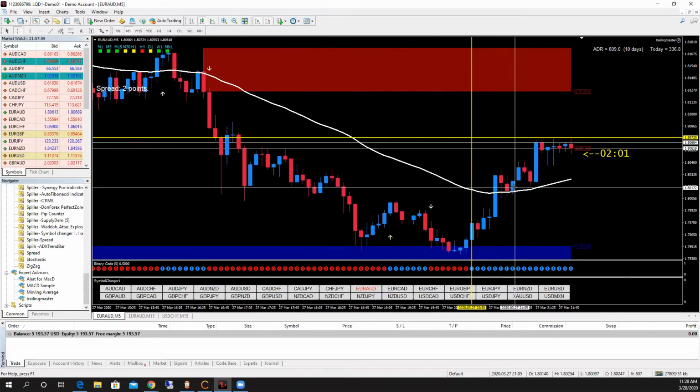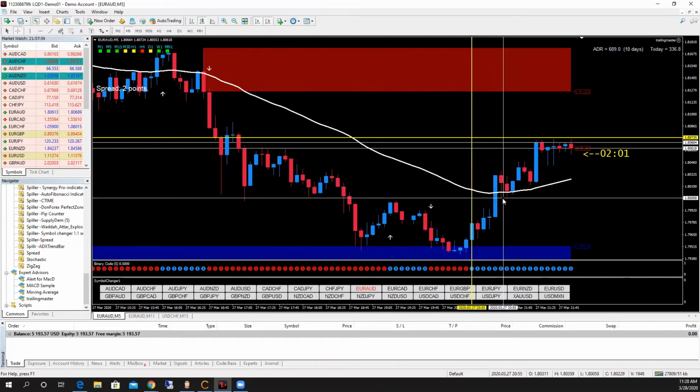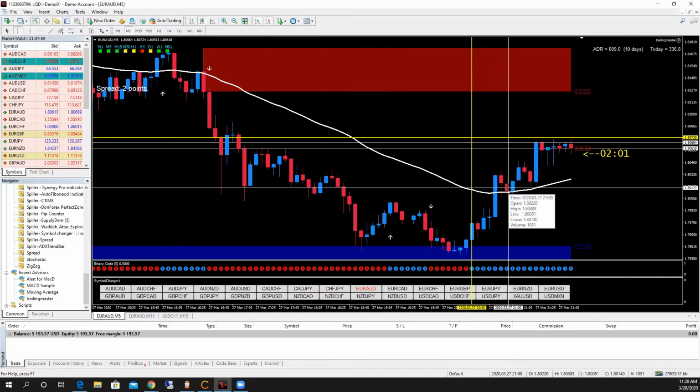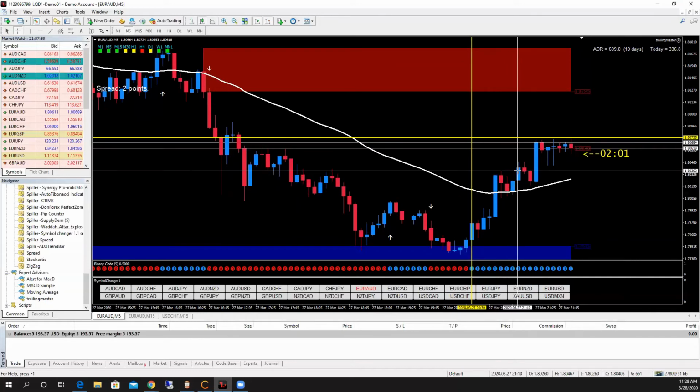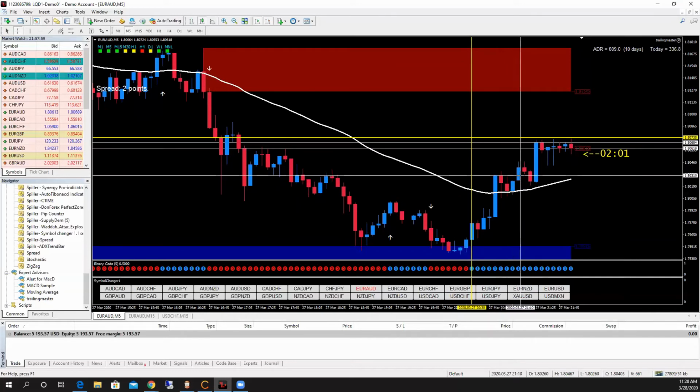For example, this one we wouldn't use because it touched the 50. This one we wouldn't use because it touched the 50. This one is a true open and close pass. Now this is the one we like. So this meets our number 2 criteria.